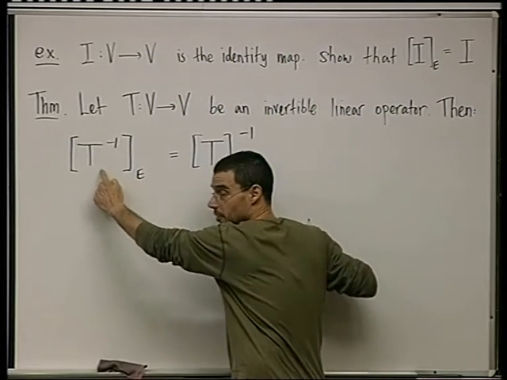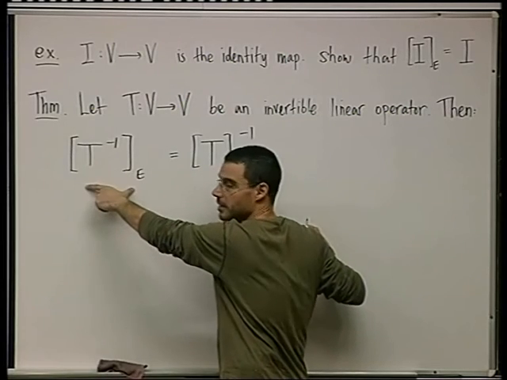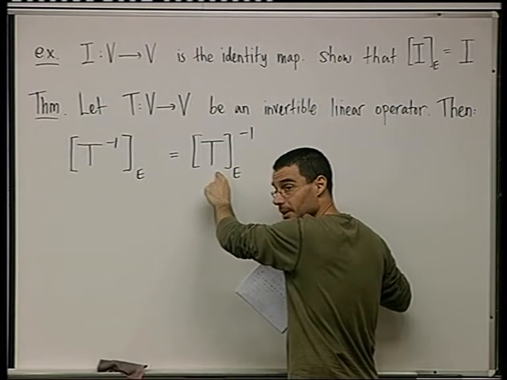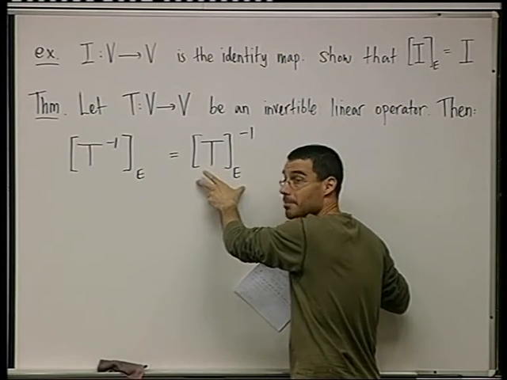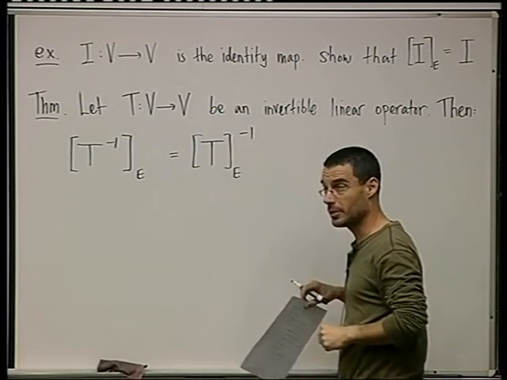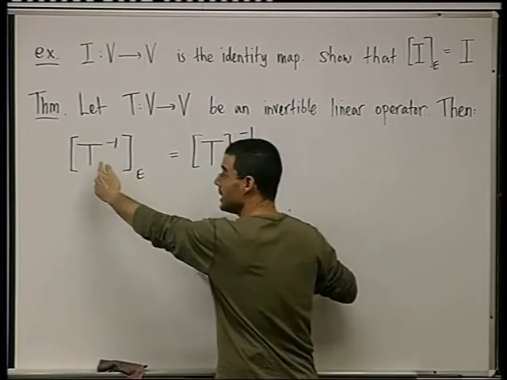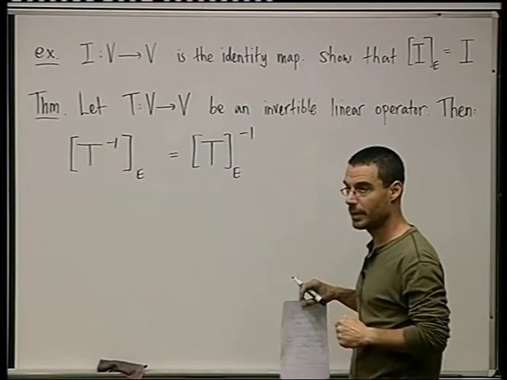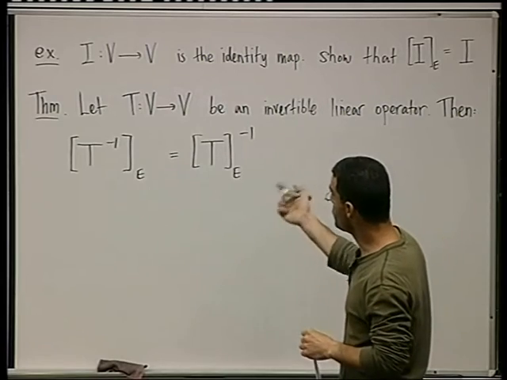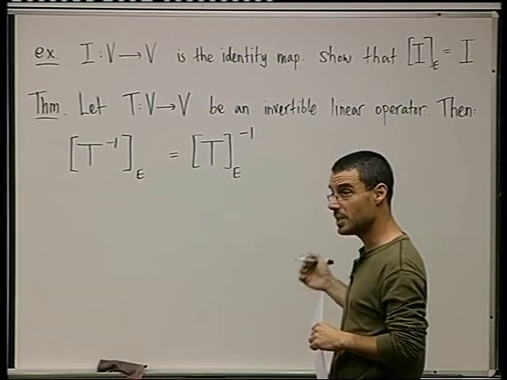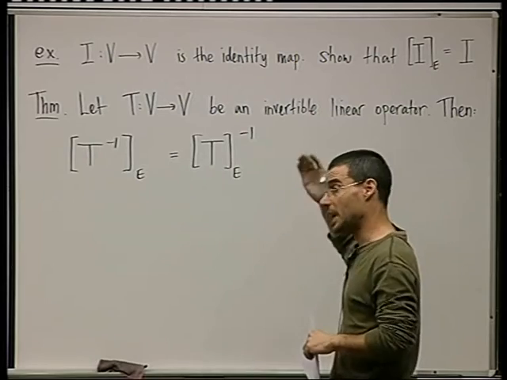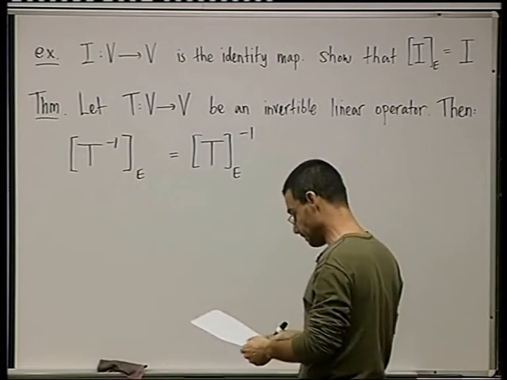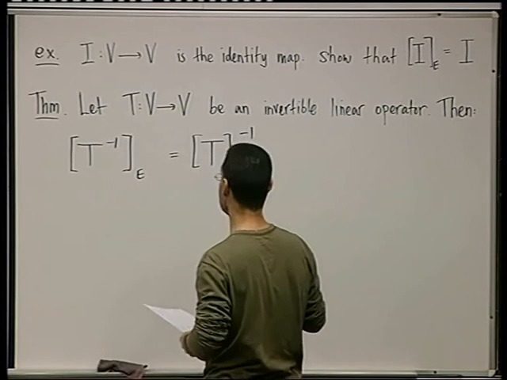This is the inverse of the map, and then take the matrix representation. This is the map itself. Take its representation. Now it's a matrix. Take the inverse of the matrix. So the statement is the inverse transformation is represented by the inverse matrix. Again, do you see beyond the notation that this is precisely the statement that if A represents T, then A inverse represents T inverse? Good? Let's prove it.